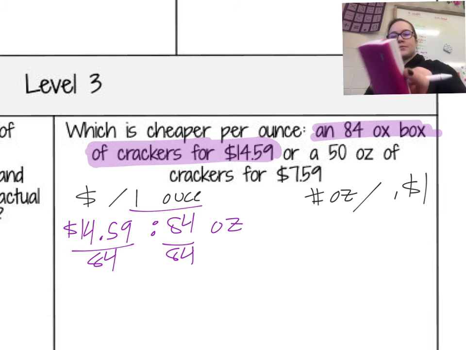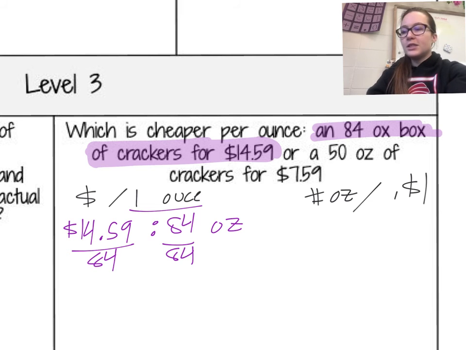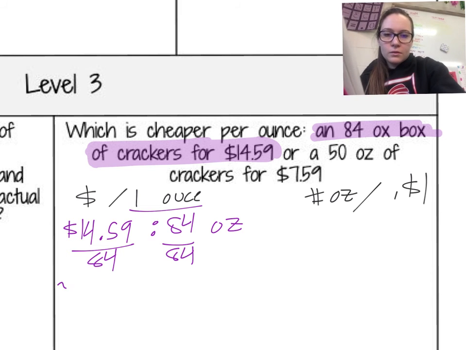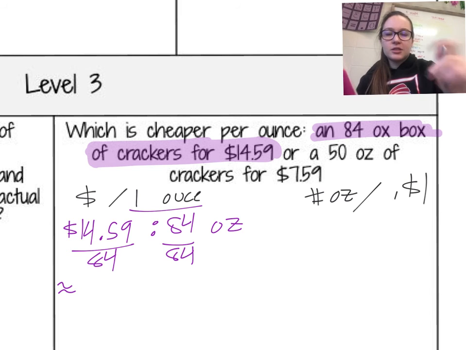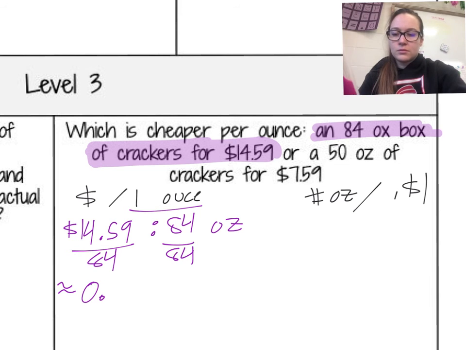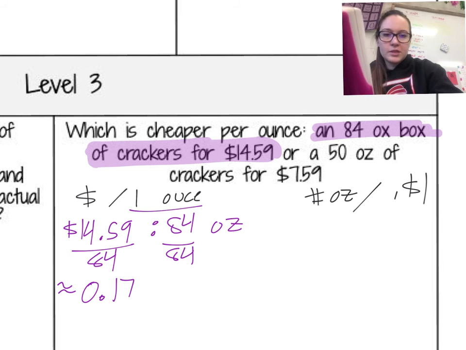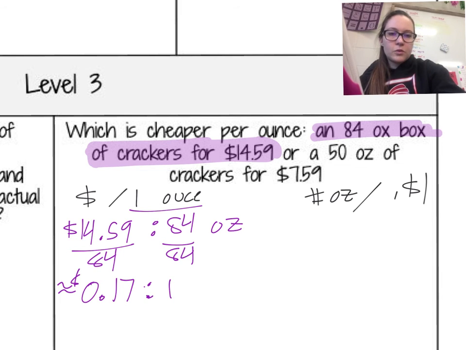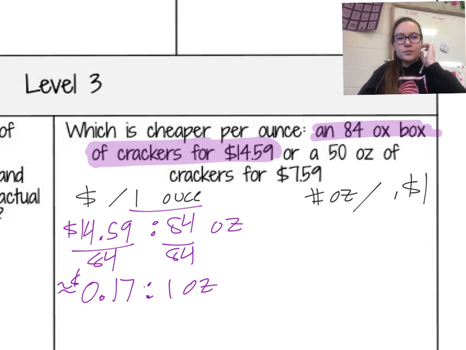Got my calculator. So I'm going to take 14.59 divided by 84. And since we're dealing with money, we're going to round it to 2 decimal places. So 0.17 for 1 ounce. Okay. So let's do it the other way. Let's see how many ounces can you get for $1.